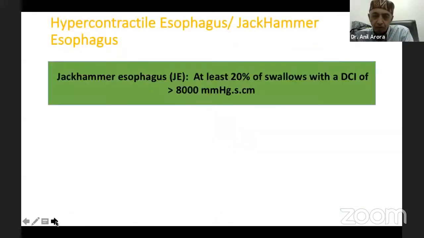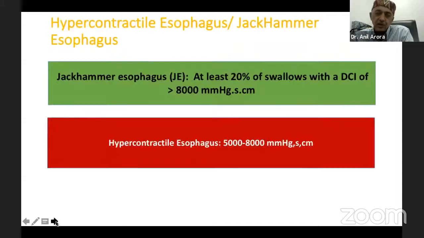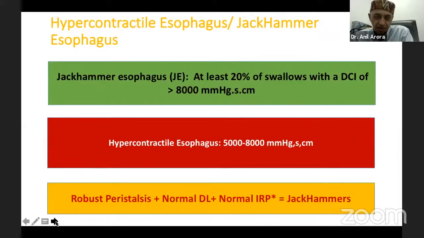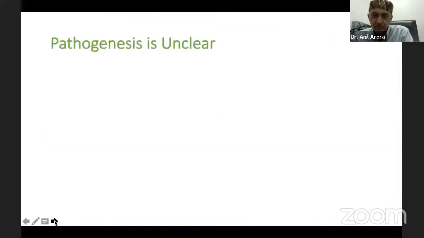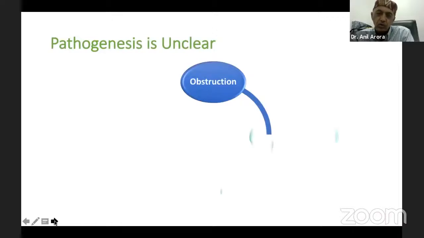And finally, because of the different reasons, if these spasms are too frequent, if they are too high in intensity and amplitude, then you have a classical nutcracker or jackhammer type of esophagus, in which again the IRP is normal, there is normal distal latency, but fortunately and unfortunately, the peristalsis is pretty robust. We still do not know why it happens.